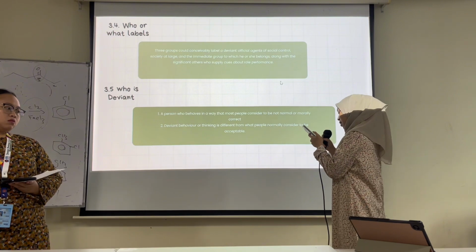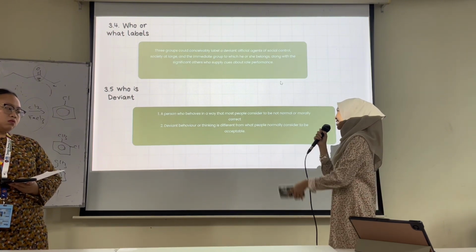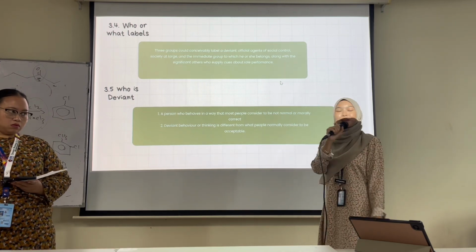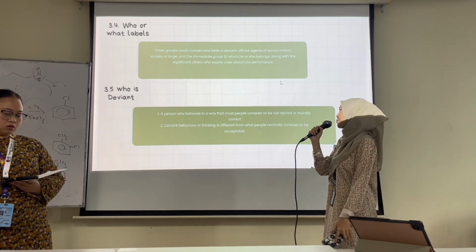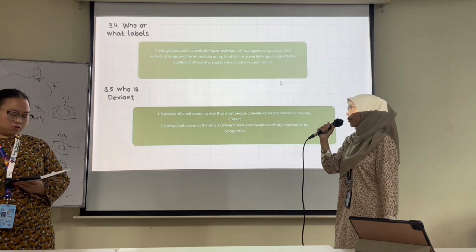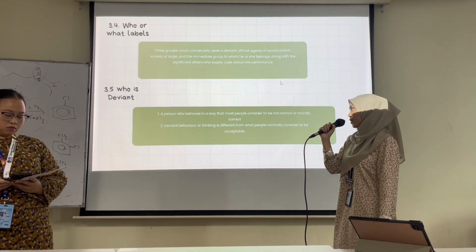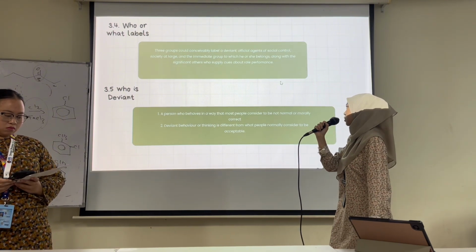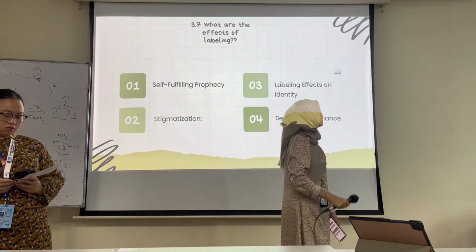3.5 is who is deviant. A deviant is a person who behaves in a way that most people consider to be not normal or morally correct. And the second one is that deviant behavior or thinking is different from what people normally consider to be acceptable. Next.